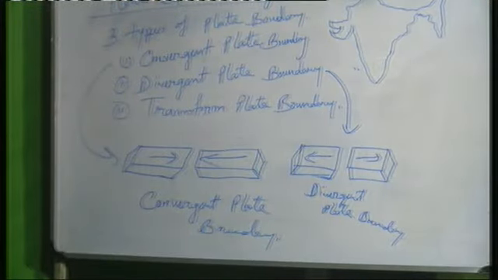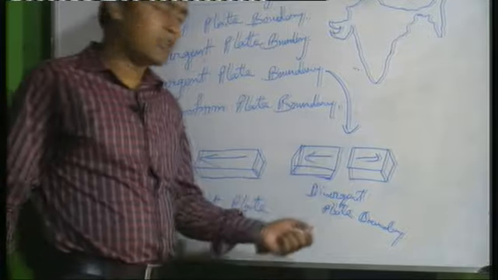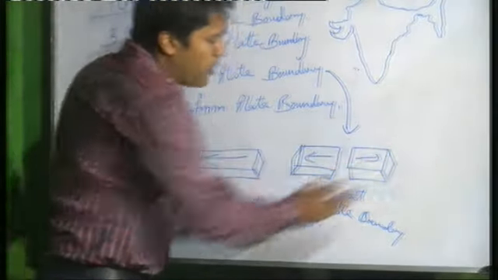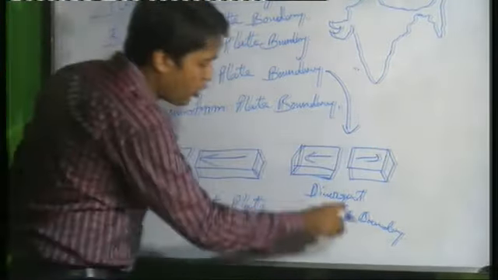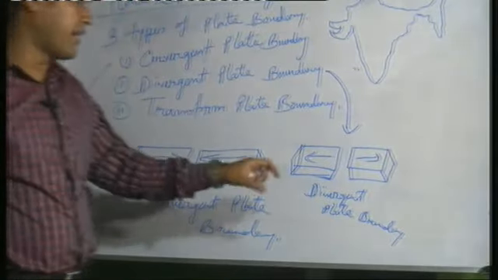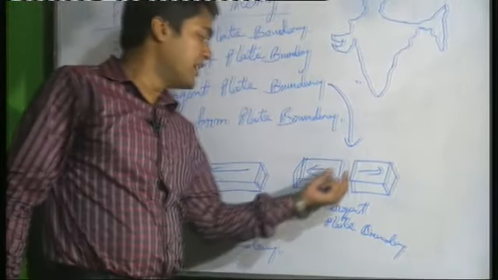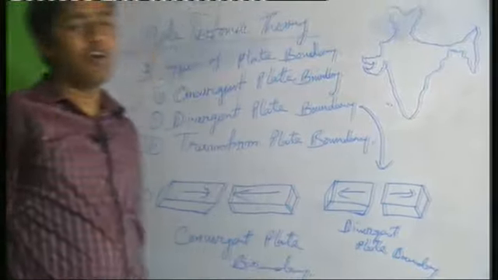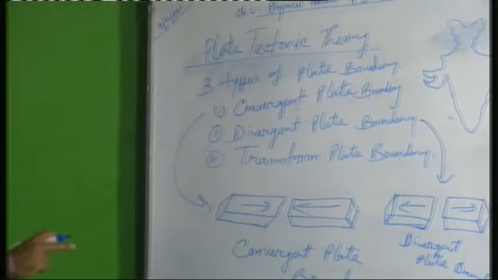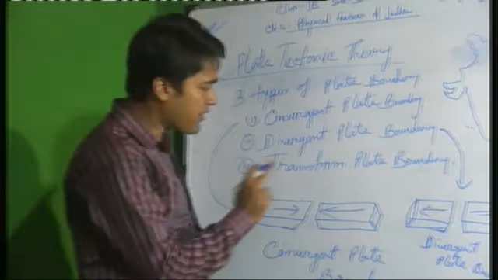Mid-oceanic ridges are also found in those areas. Due to the plates moving in opposite directions, magma from the lower portion, the mantle layer, comes out and forms another portion of plate. The convergent plate boundary and divergent plate boundary are both opposites.